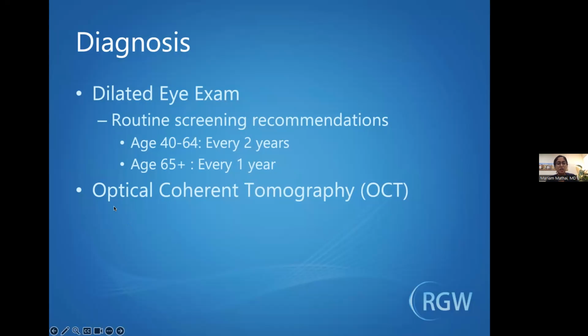A type of image called an OCT, or optical coherence tomography, is especially helpful in diagnosing AMD, as it shows any abnormalities in the retina.